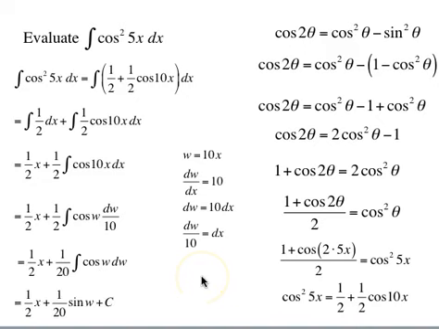A half x plus 1/20th sine w plus C. What is w? W is 10x. And our final answer is 1/2 x plus 1/20th sine 10x plus C. And that will conclude this lesson.